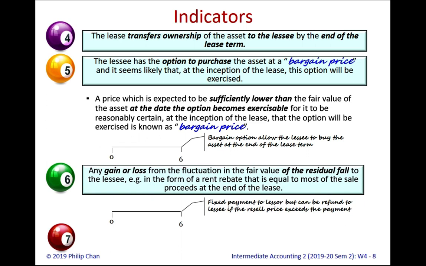Now, number 6 is usually a very difficult one to understand, but we rarely test it. Even in a professional exam, we haven't seen this indicator being tested. Let me read it out. Any gain or loss from the fluctuation in the fair value of the residual falls to the lessee, e.g. in the form of a rent rebate that is equal to most of the sales proceeds at the end of the lease. Now, I'm sure just like everyone else, you understand every single word, but when combined, it's basically meaningless to you, right? I bet.